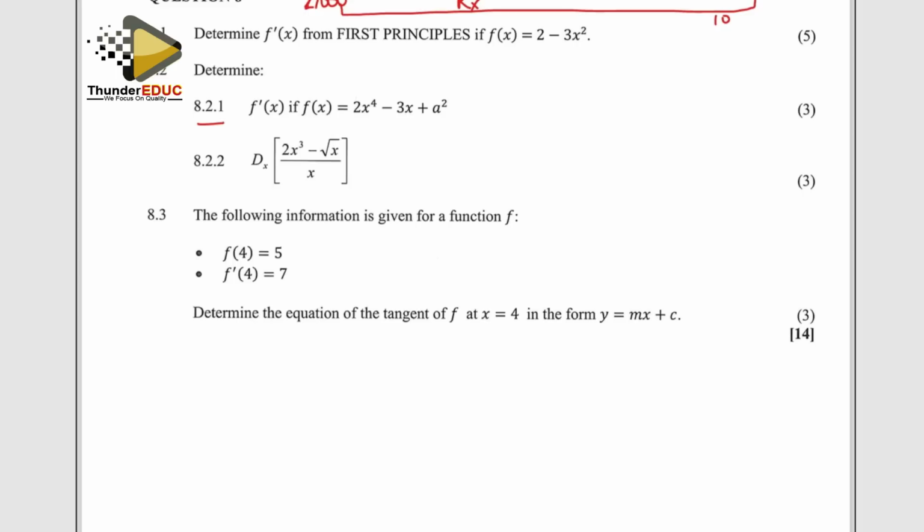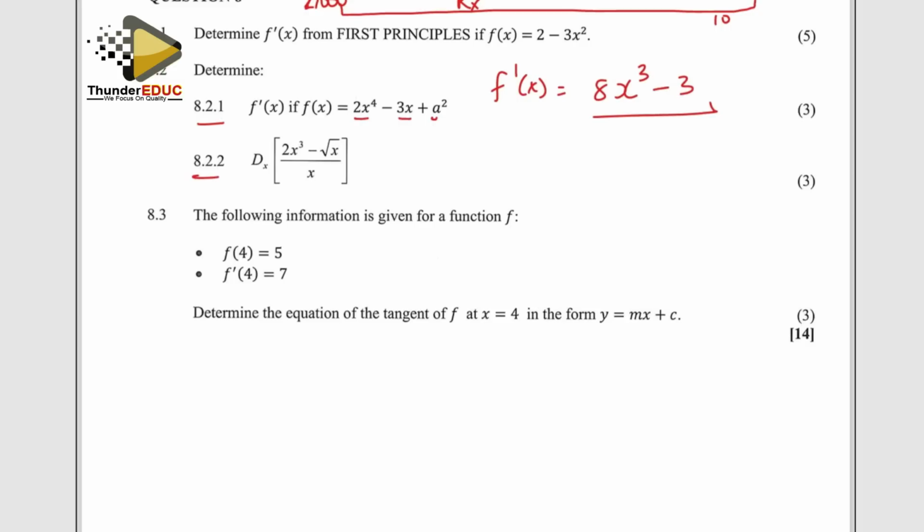All right, then 8.2.1. They want us to find the first derivative of this. So this has x, this has x, this has nothing like x. So I'm going to treat this as a constant, which must fall away. So f prime of x is going to be 8x cubed minus 3.